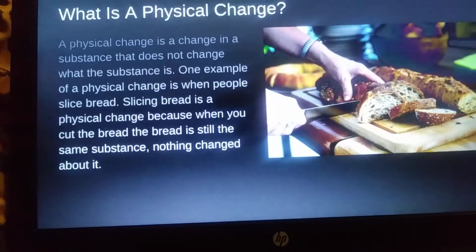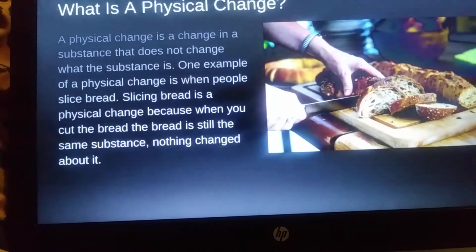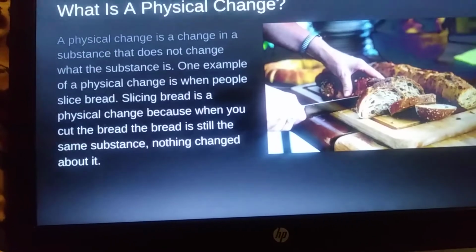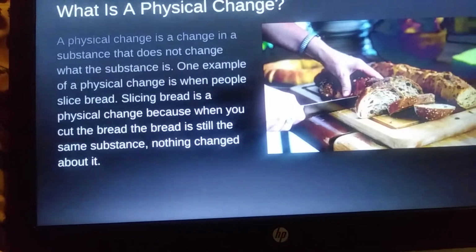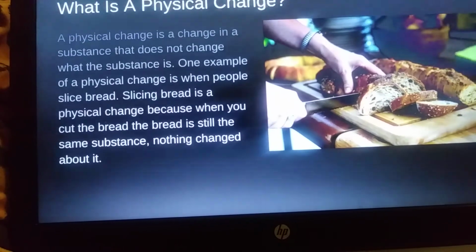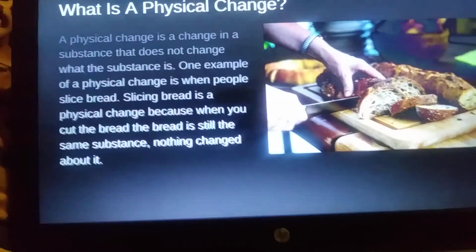What is a physical change? A physical change is a change in a substance that does not change what the substance is. One example of a physical change is when people slice bread. Slicing bread is a physical change because when you cut it, the bread is still the same substance. Nothing changed about it.